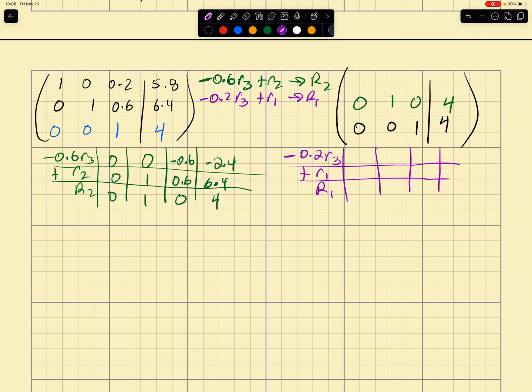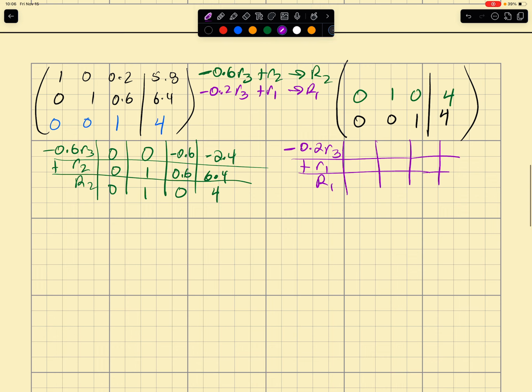Okay, so negative 0.2 times row 3, so we're going to multiply that by 0, 0, 1, and 4. Negative 0.2 times 0 is 0. Negative 0.2 times 0 is 0. Negative 0.2 times 1 is negative 0.2. And negative 0.2 times 4 is negative 0.8. Row 1 is 1, 0, 0.2, and 5.8. And so we'll go ahead and add them. 0 plus 1 is 1. 0 plus 0 is 0. Negative 0.2 plus 0.2 is 0, and negative 0.8 plus 5.8 is 5, so it gives us 1, 0, 0, 5.